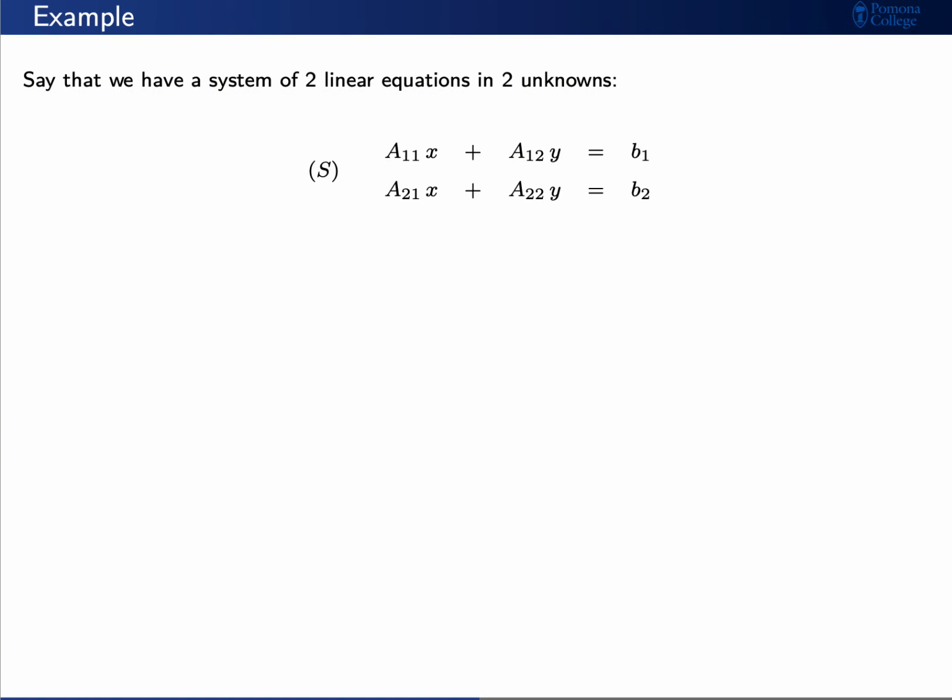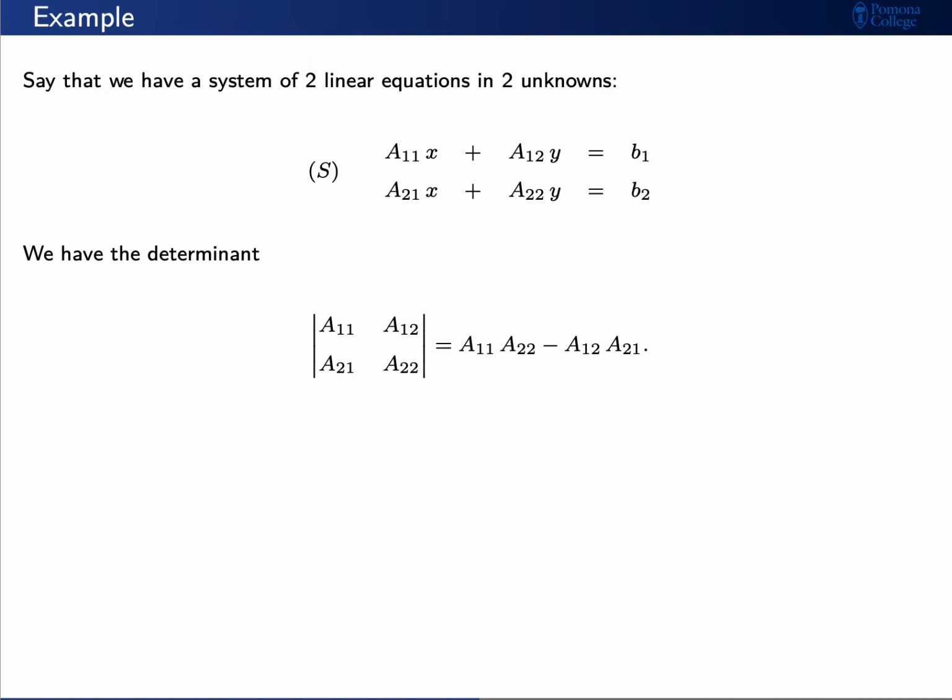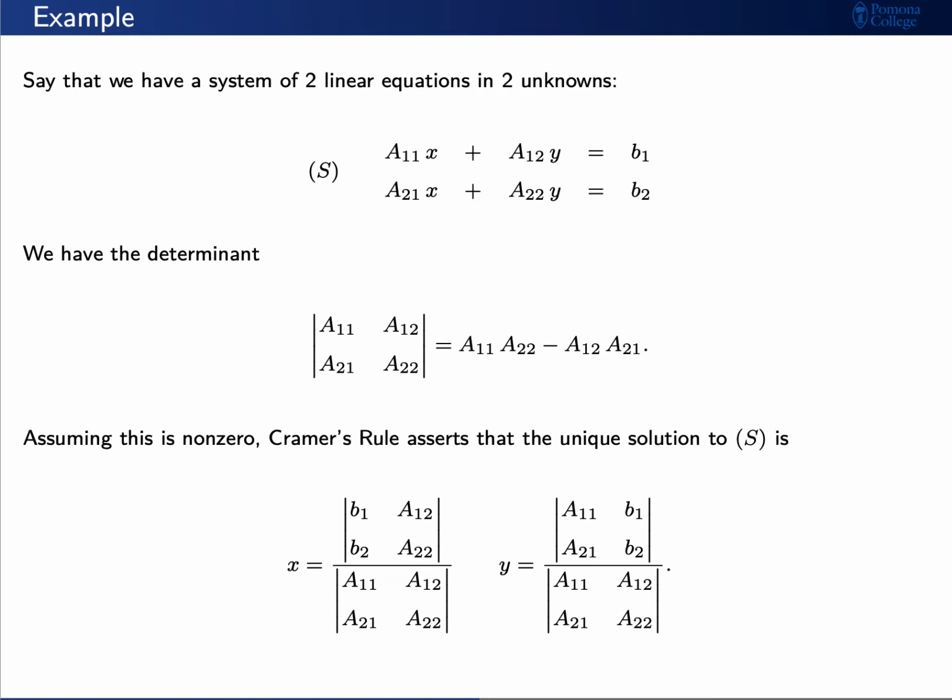We give a couple of examples. Say that we have a system of two equations and two unknowns, and let's assume that our determinant is non-zero. Then Cramer's rule says that we can express the solution, the variables x and y, as the ratio of two determinants, where the variable x corresponds to the matrix where we replace the first column with b1, b2, and the variable y corresponds to replacing the second column with b1, b2.